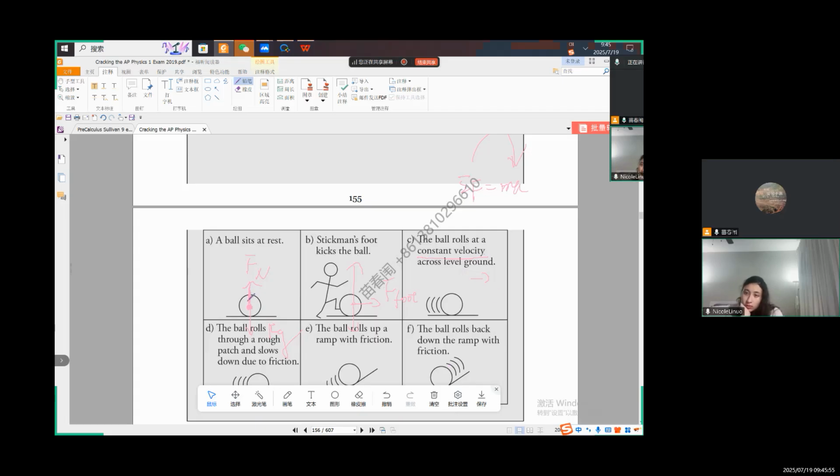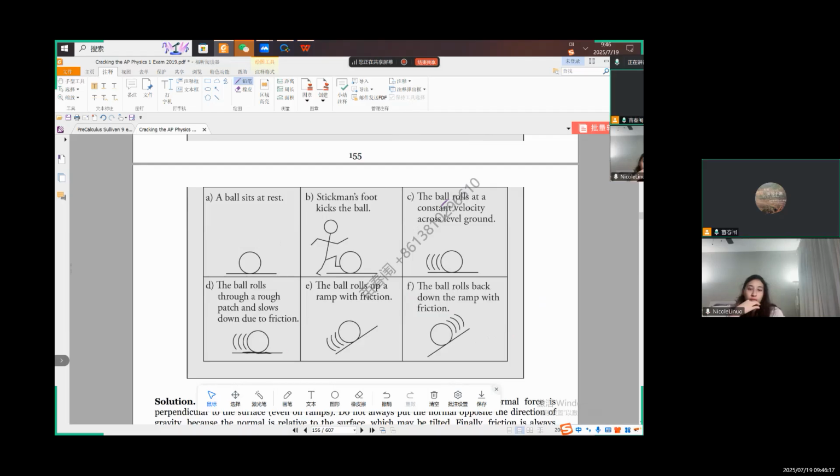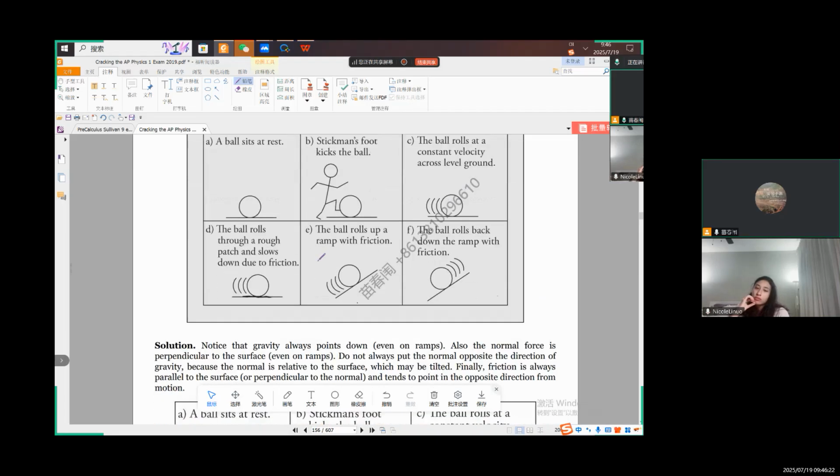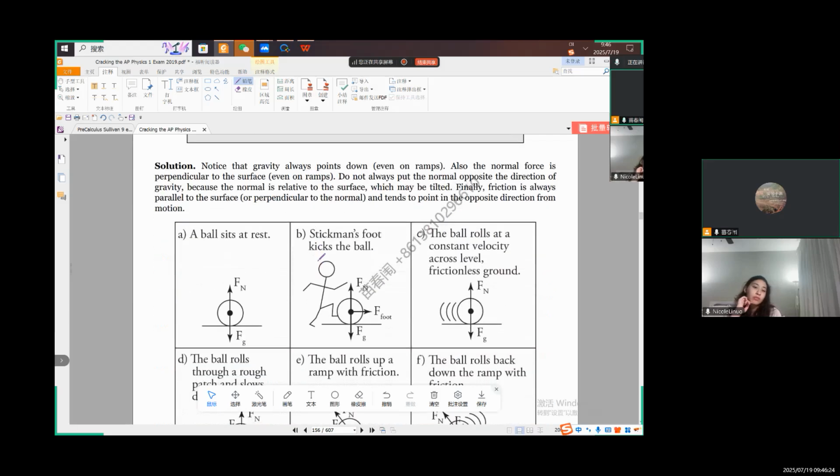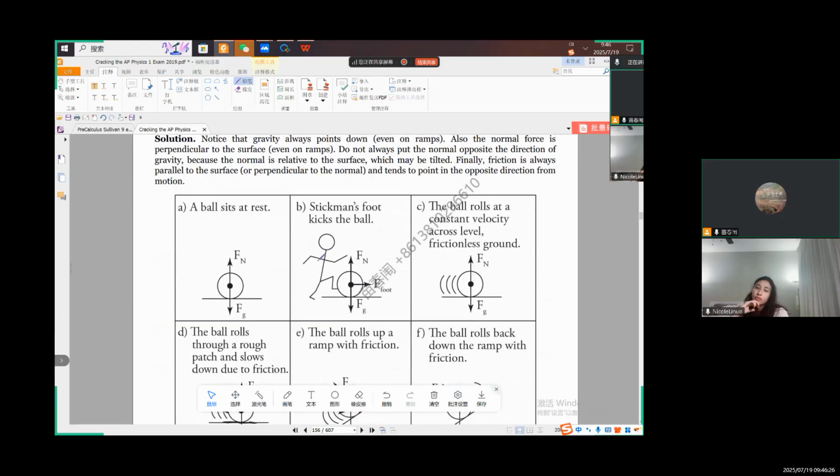So I guess the first one and the third one are actually the same. Only F normal and gravity balance. Yeah. Although A and C seem different, right? Yeah, but I guess it's the same because it's constant velocity. So the hidden information is it's a frictionless ramp, right? Yes. Otherwise, how can you move on the ground with constant velocity without friction?